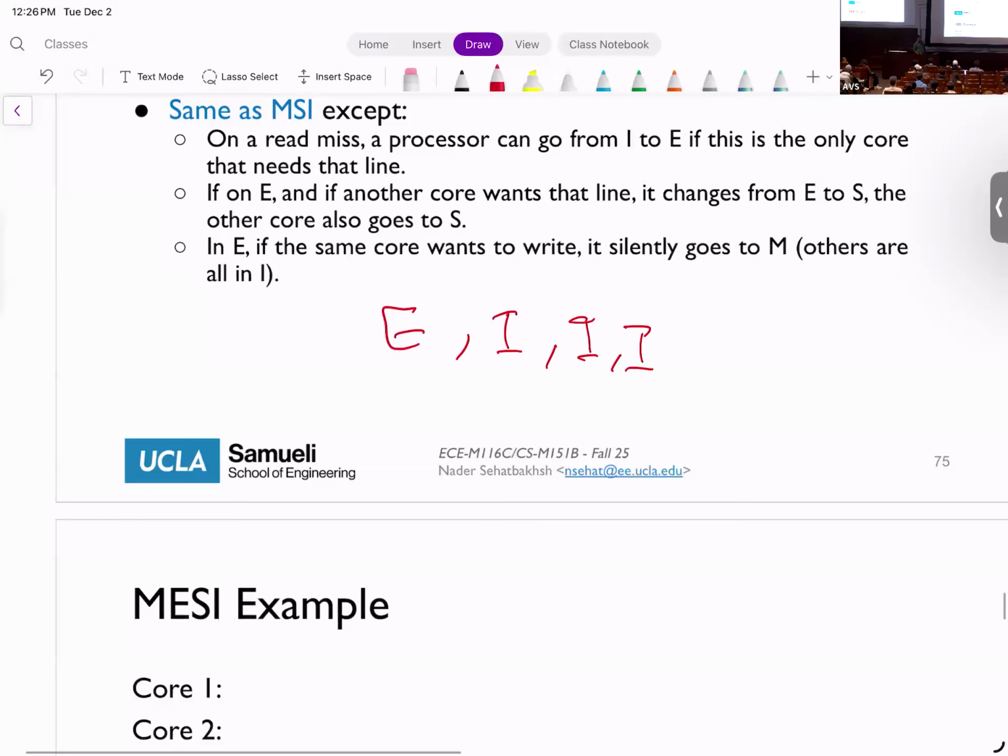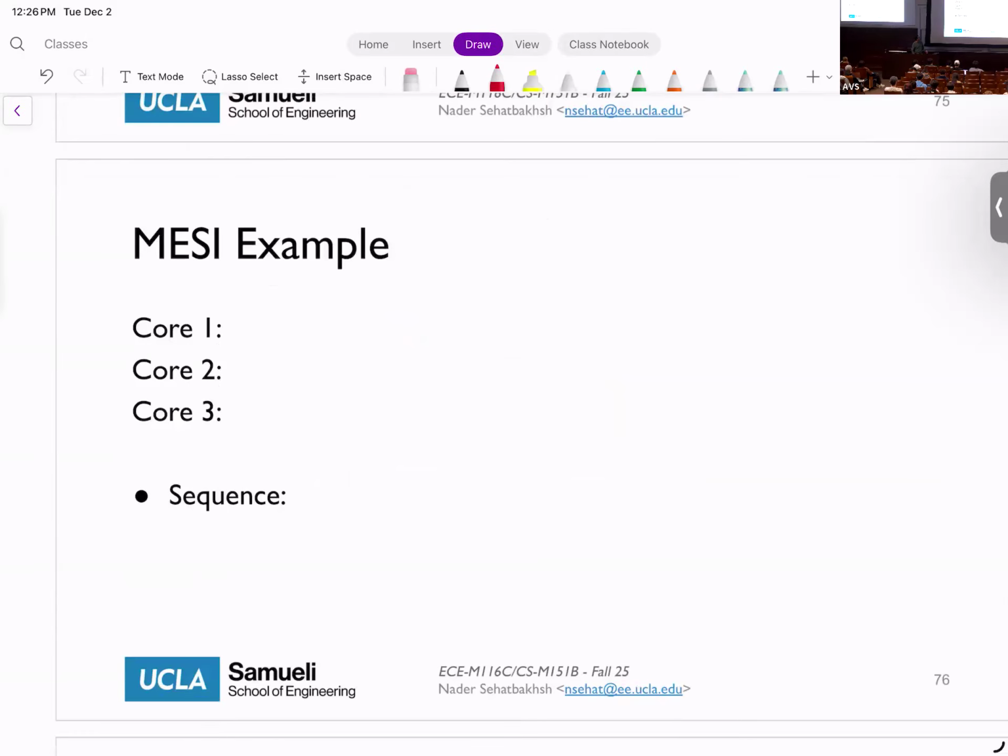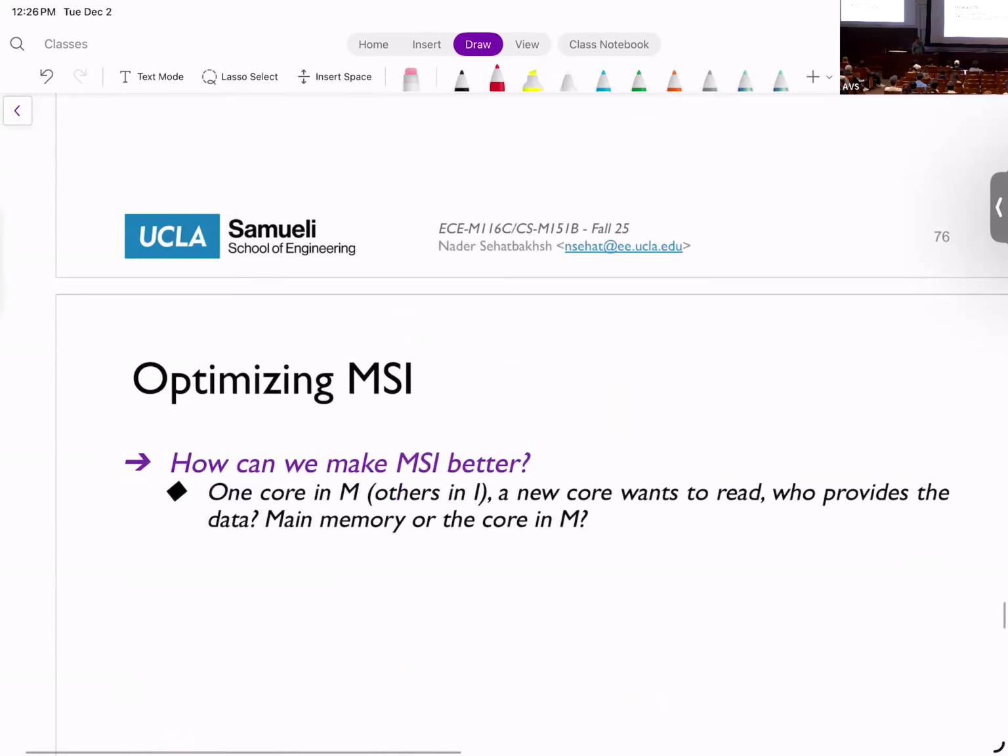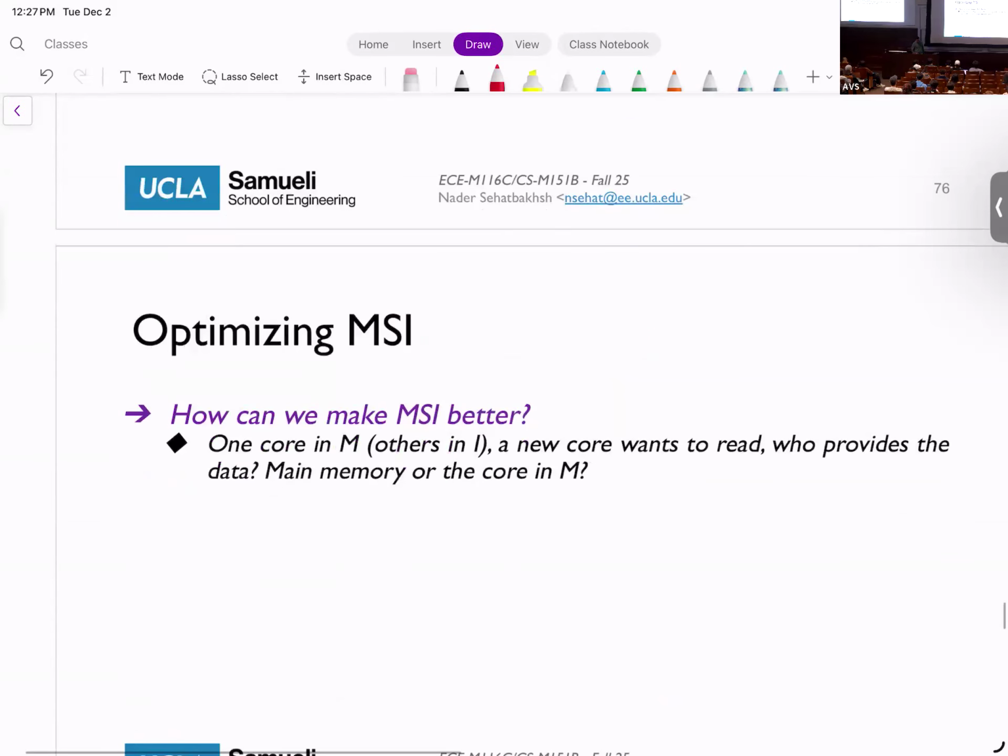Question, exclusive just means that that actual address isn't even in the other caches. Yeah, it's not shared. It's not even shared with any other cache, which is actually the majority of lines in the memory. That's why having E is really important. Okay, I'm going to skip the example because I have another one with that example. So I'm going to actually do a big example with all of them.